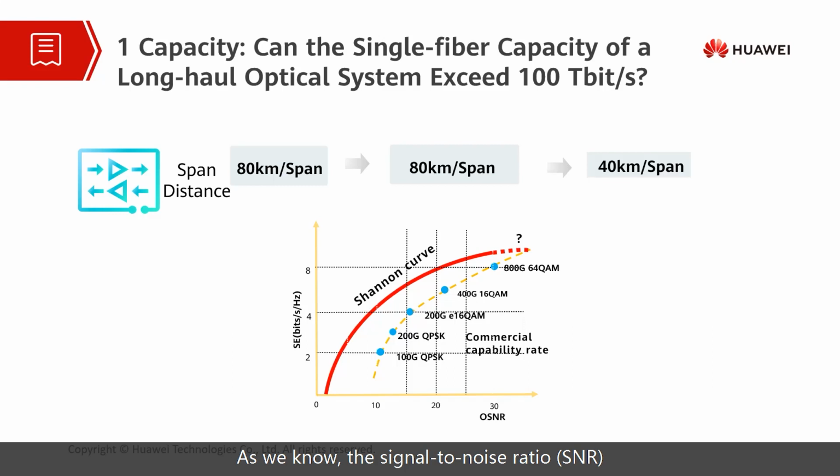As we know, the signal-to-noise ratio of an optical communication system will decrease as the transmission distance increases. This will limit the transmission distance of a high modulation system. As a result, it is impossible to increase system capacity by increasing the modulation order unlimitedly in actual applications. This is the biggest limitation and challenge to improving the single fiber capacity for the long-haul optical systems.